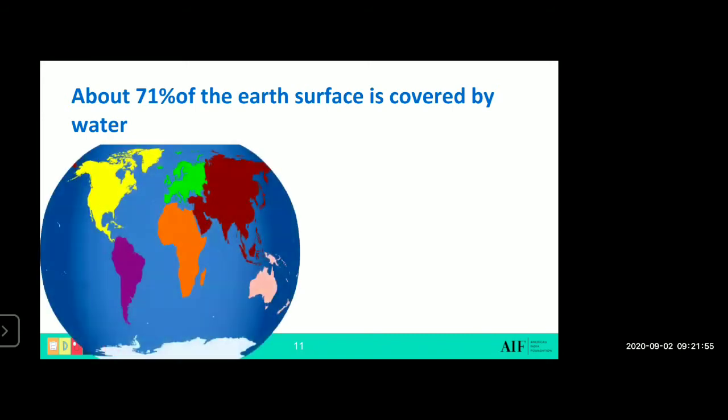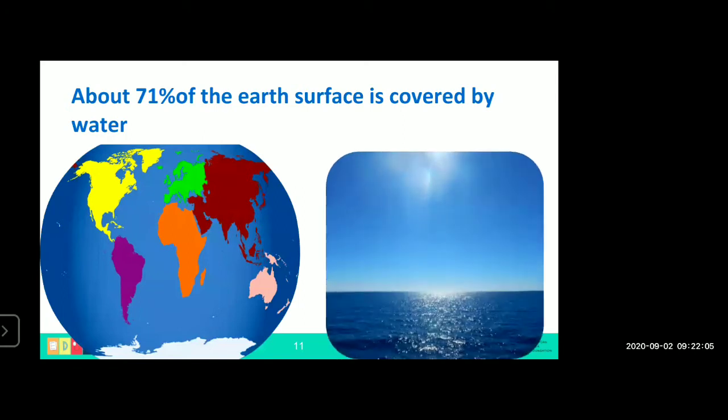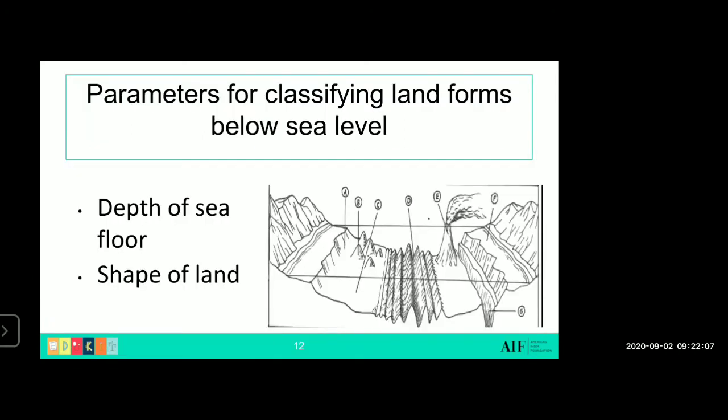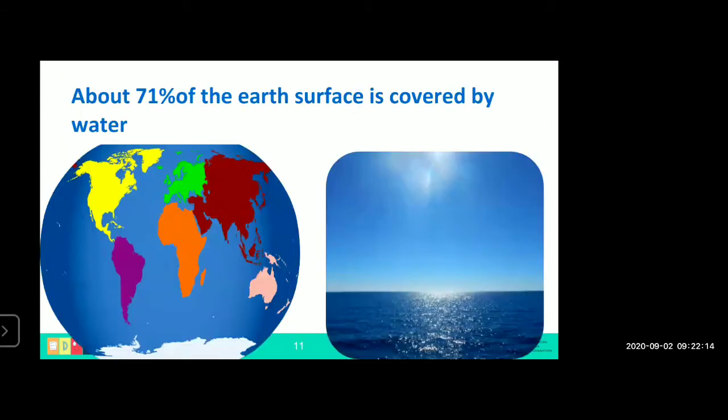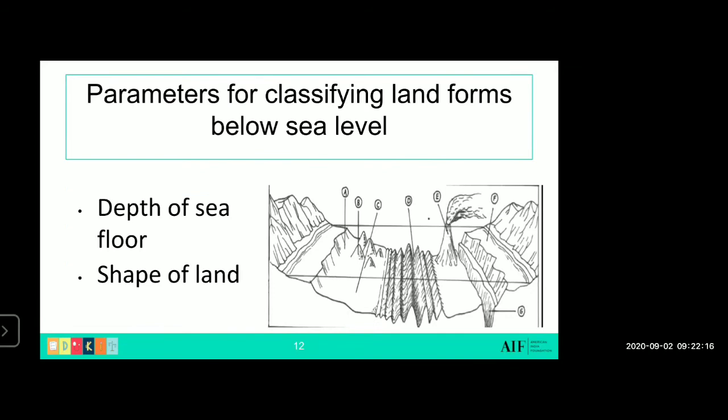About 71% of the earth's surface is covered by water. You can see this on the screen. We saw this in the earlier slide. Here, 71%, you can see the land portion is very less and the water portion is more. So it's covered by water. Now, the parameters for classifying landforms below sea level. Which are the parameters? They are the depth of the sea, the depth of the sea floor and the shape of the land. These are the parameters for classifying the landforms below the sea level.